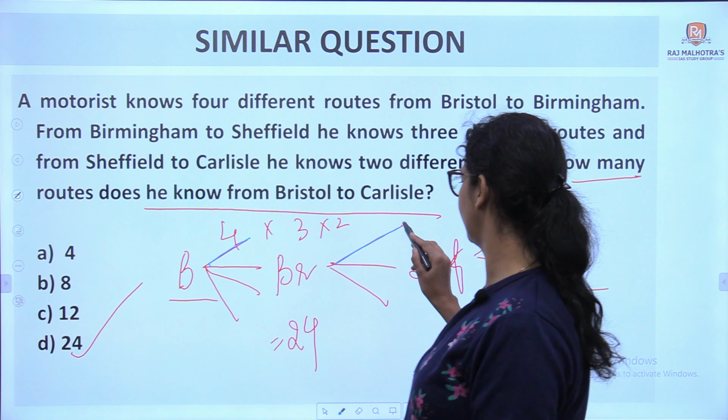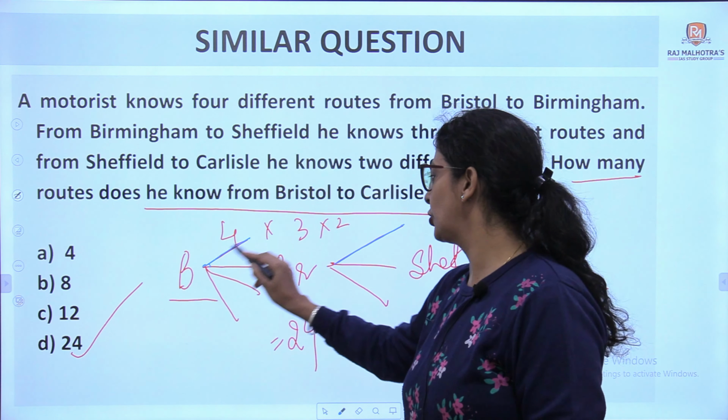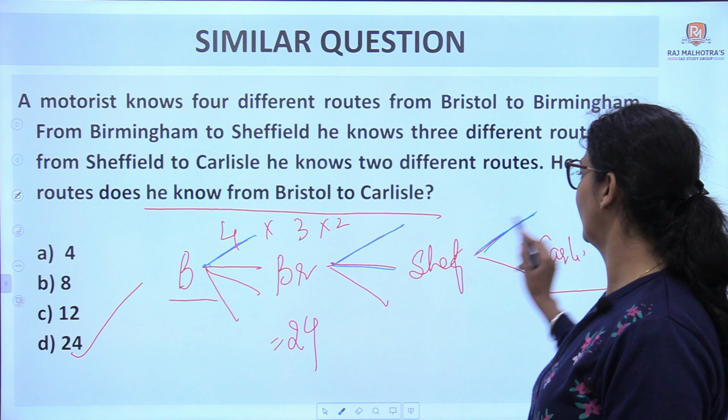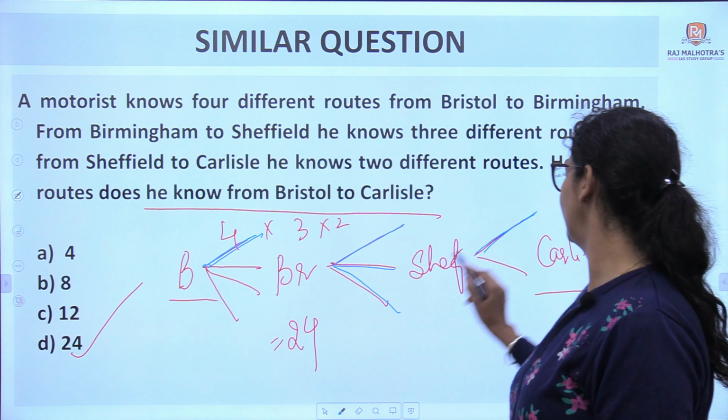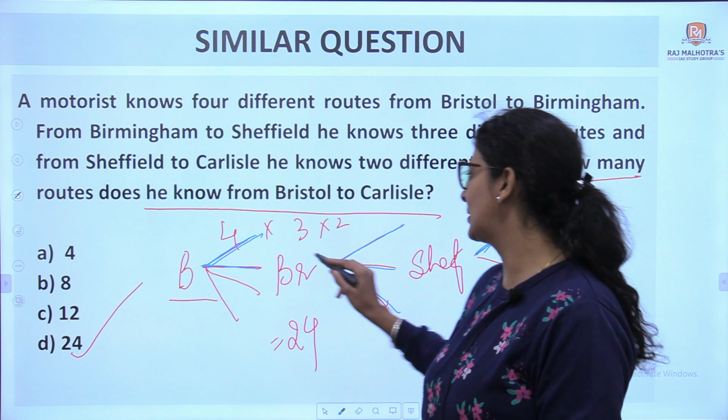To agar main isko check karwati hu, 1, 2, 3, ऐसे करते करते बहुत सारी रोड्स आ जाएंगे.